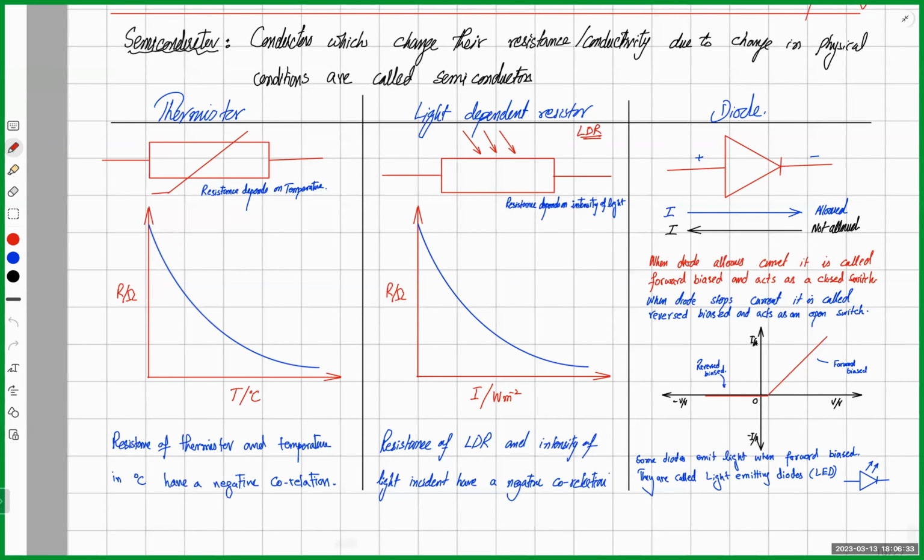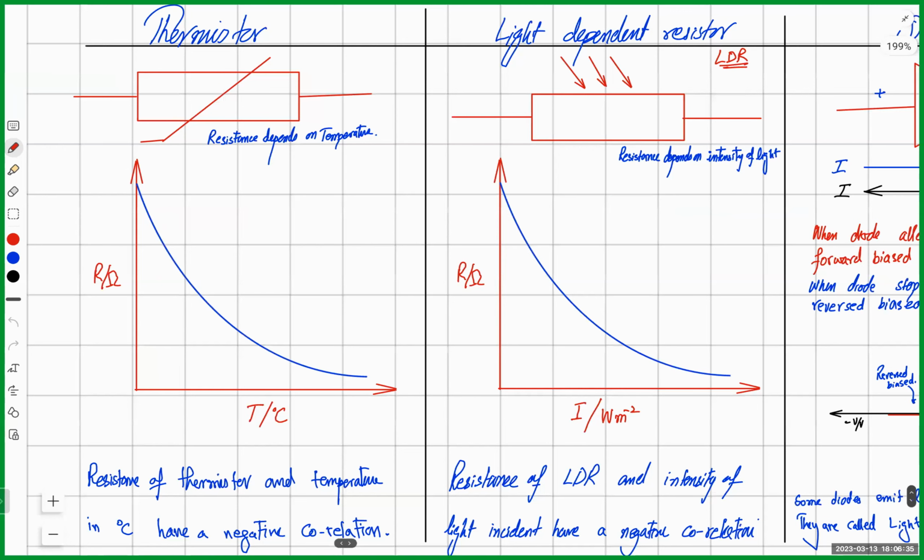Now, a thermistor is a kind of resistor whose resistance depends on temperature. It is a variable resistor, but unlike a simple variable resistor whose resistance is changed manually, a thermistor's resistance depends on temperature. A negative coefficient thermistor is the one we will most commonly discuss. It is the one whose resistance decreases when we increase the temperature.